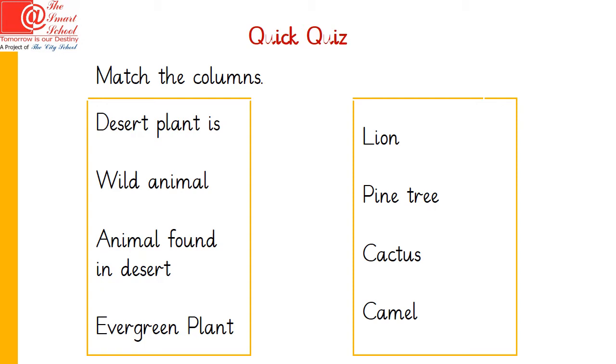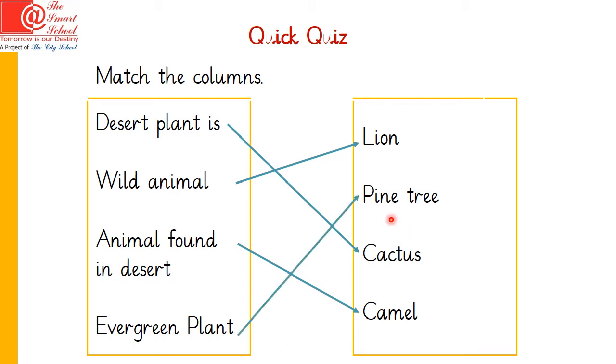We shall now do a quick quiz on what we have learned in this lesson. You are to match these columns. The correct answers are: desert plant is cactus. Wild animal out of these options is lion. Animal found in desert is camel, and pine tree is an evergreen plant.